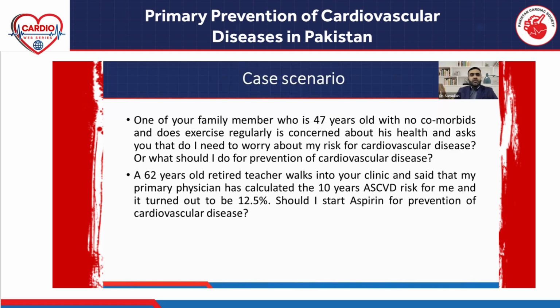Another 62-year-old retired teacher walks into your clinic and says that my primary physician has calculated the 10-year ASCVD risk for me, and it turned out to be 12.5%. Now somebody has told him about aspirin. He asks you, should I start aspirin for prevention of cardiovascular disease or not?